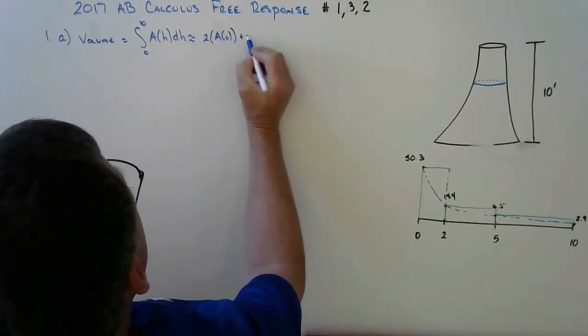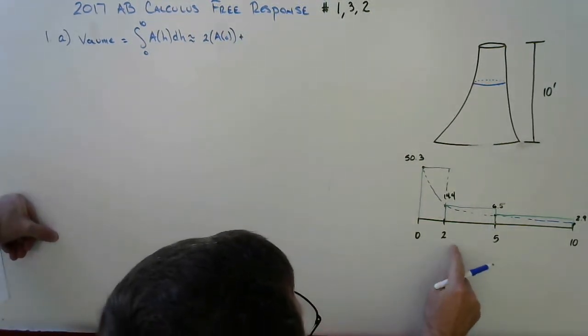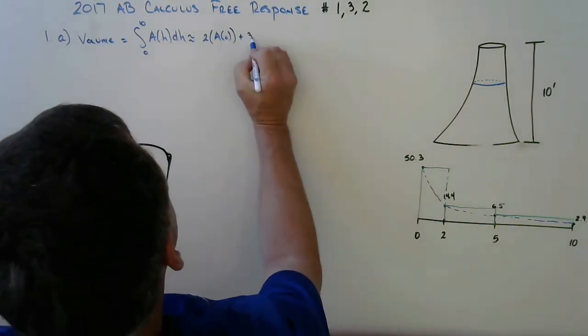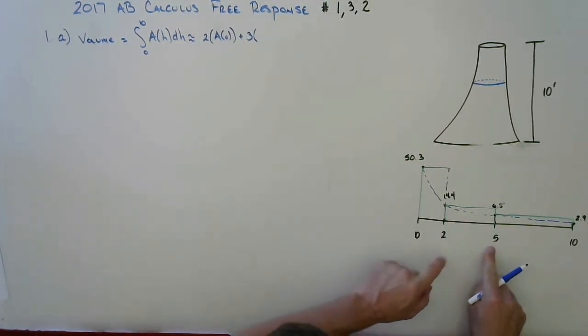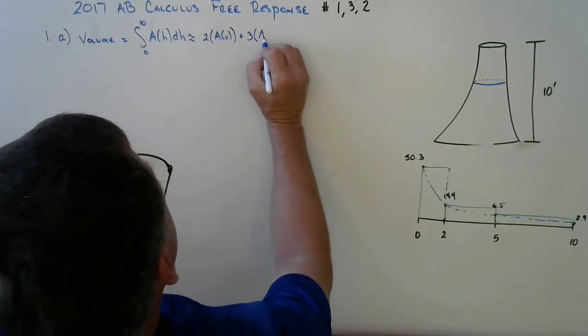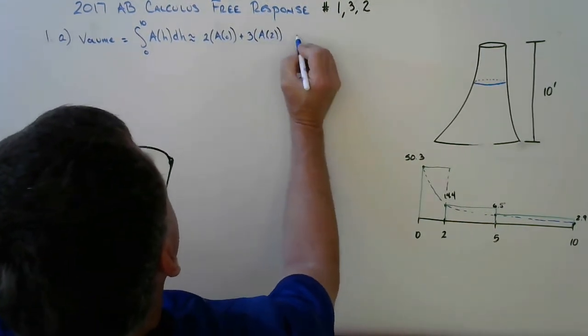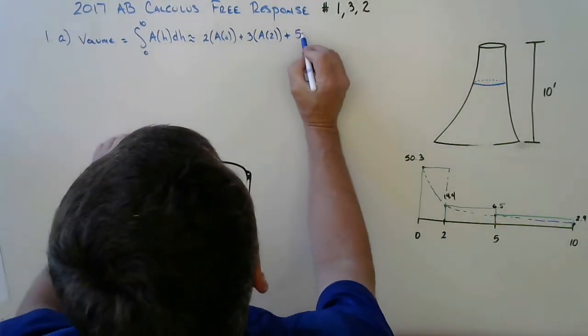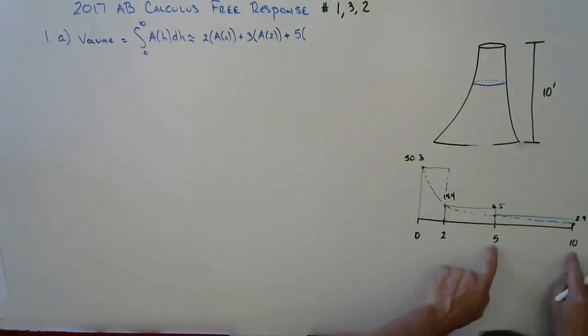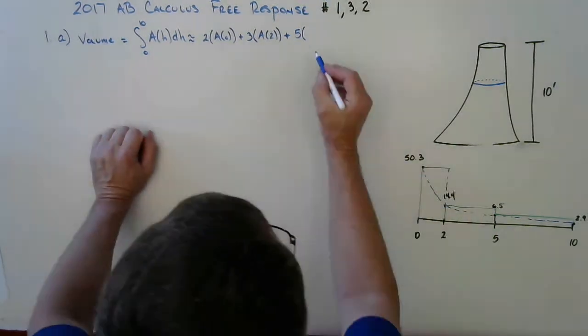We'll just go ahead and write that as A of 0. Now, what's our width here? Our width here is 3. Our height, left hand, so it's going to be this side. So our height is going to be A of 2. How wide is this one? 5. And our height, left-hand intervals, is A of 5.